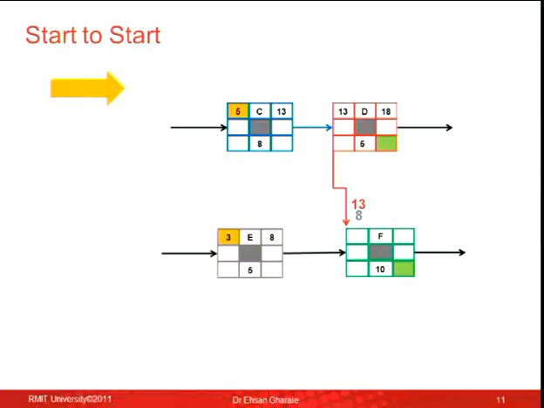So I'm calculating the start of F. There are 2 arrows going to start. Because I've got 2 arrows going to start, I've got 2 options. I've got 8 and I've got 13. Which one should I choose? 13. I'm going forward, I choose the bigger one. Same rule. So the start of F would be 13, finish of F would be 23.